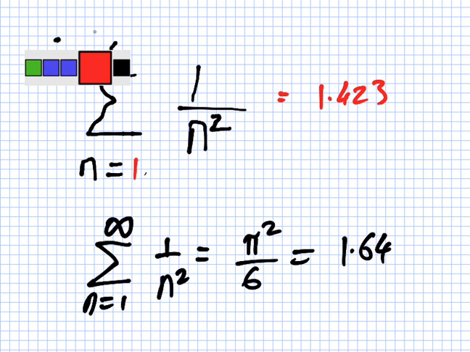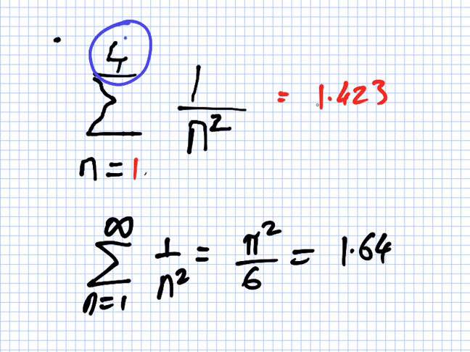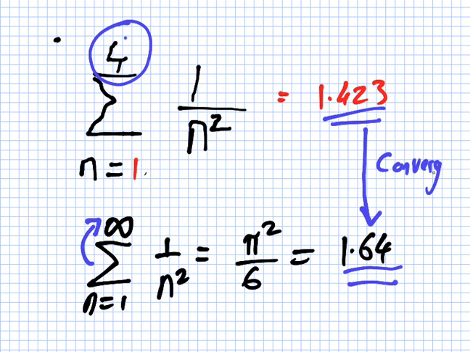So look, think about it like this. After I go from 1 to 4, I get 1.423. If I continue to add, after I get to infinity, I've only gotten to 1.64. So this sequence is convergent, but it converges very slowly. This is a fact that it will be equal to pi squared over 6. The proof you will see next year, maybe. Ask your lecturer. The proof is too difficult for us.